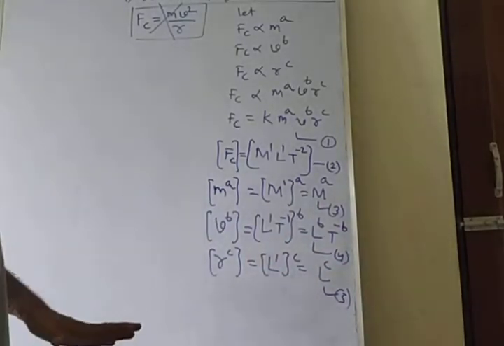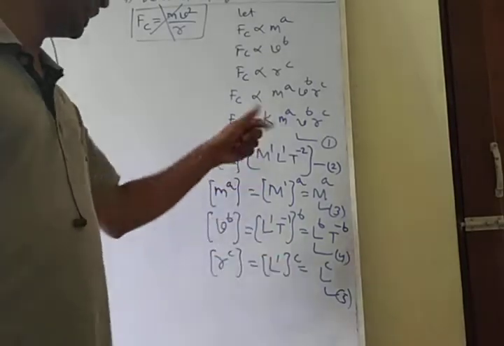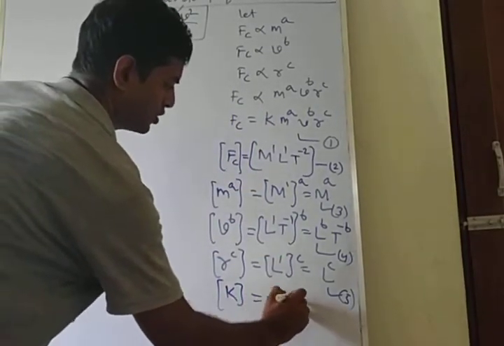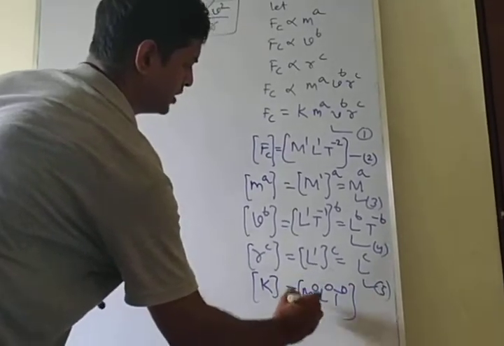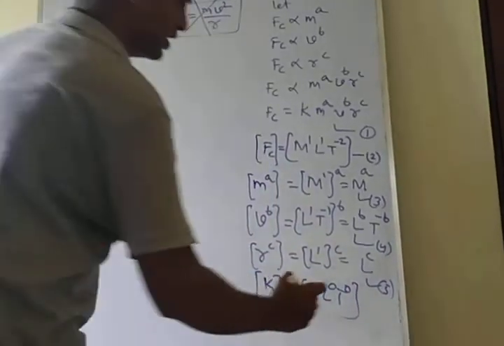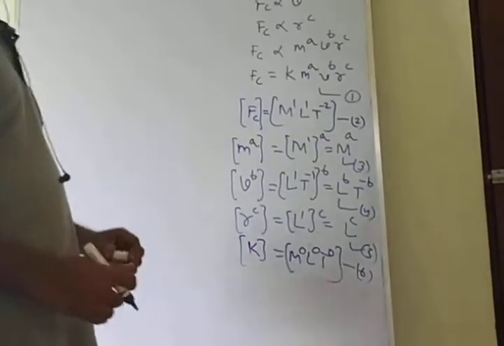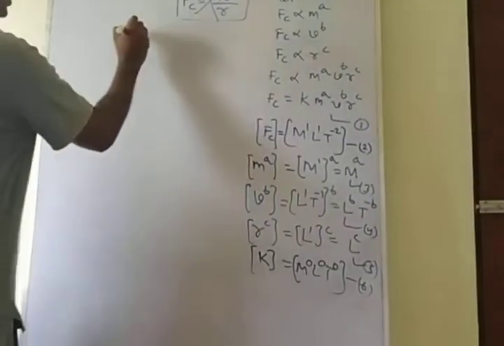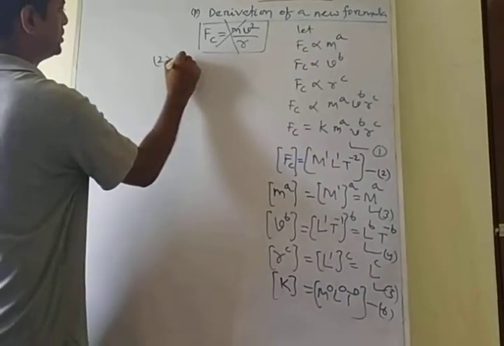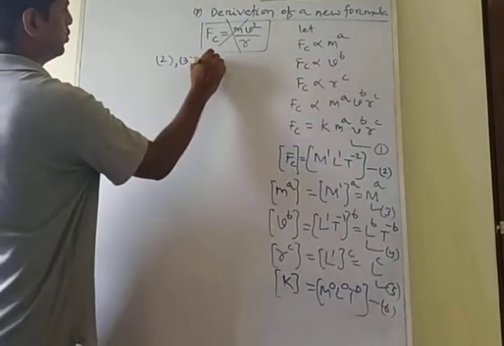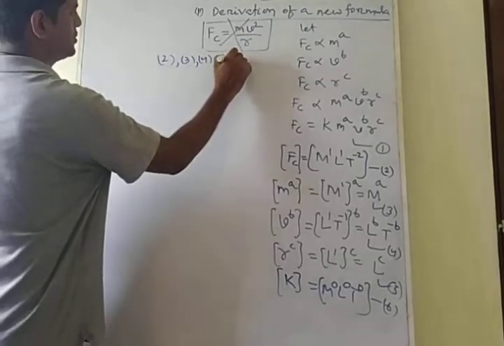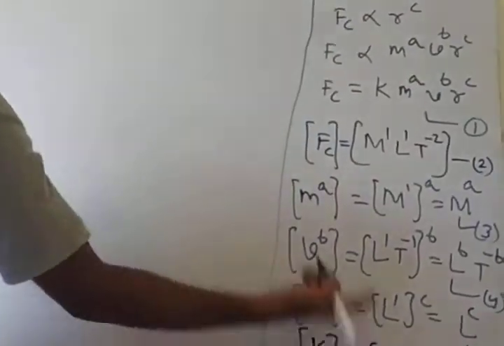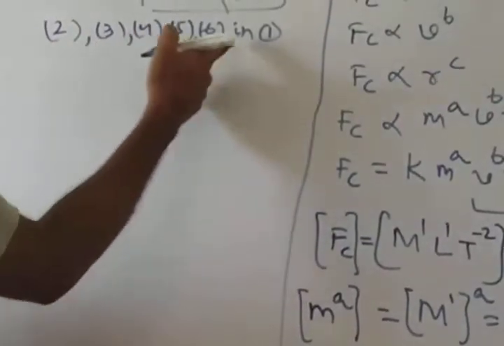For the dimensional formula of K, I can also write M0 L0 T0, so no need to use this. This is a dimensionless quantity. You can name it equation 6 also. So using 2, 3, 4, 5, 6 in 1. I am putting a line here, coming from this to this, using 2, 3, 4, 5, 6 in 1.